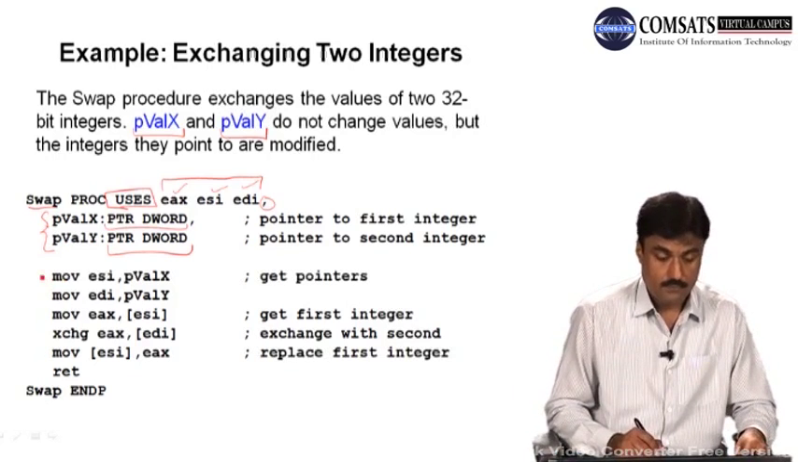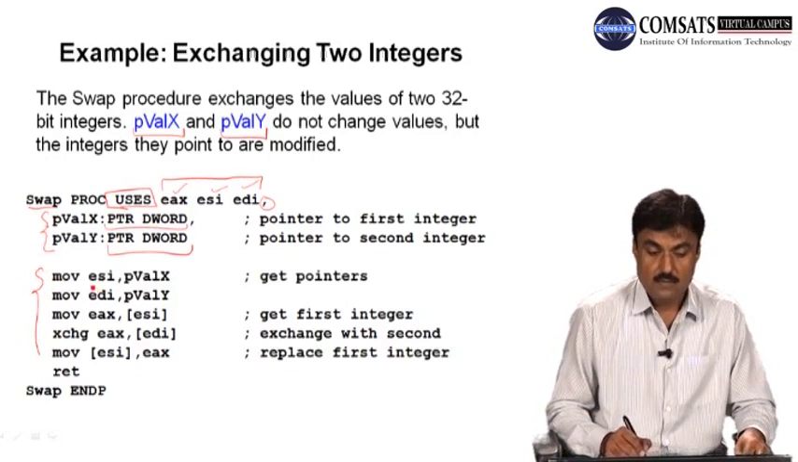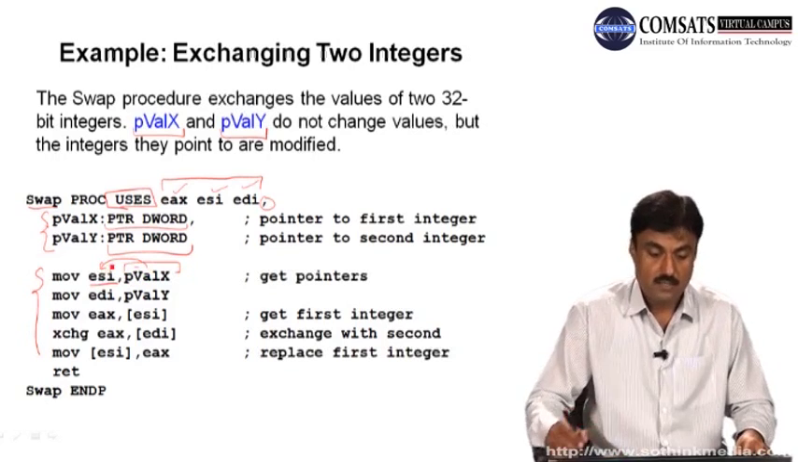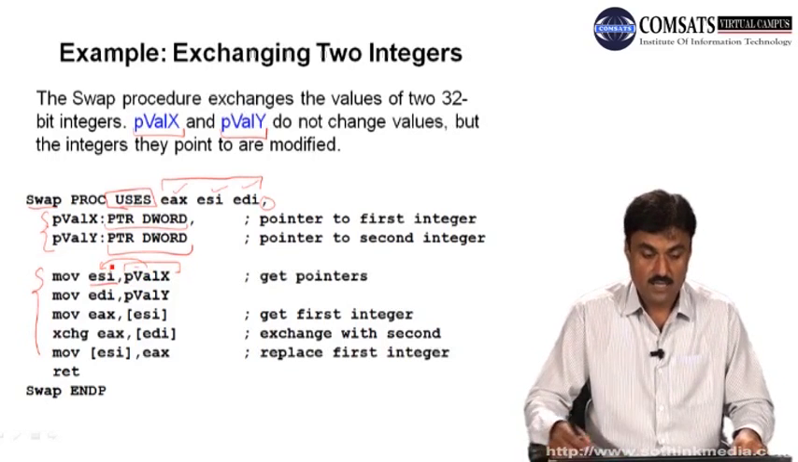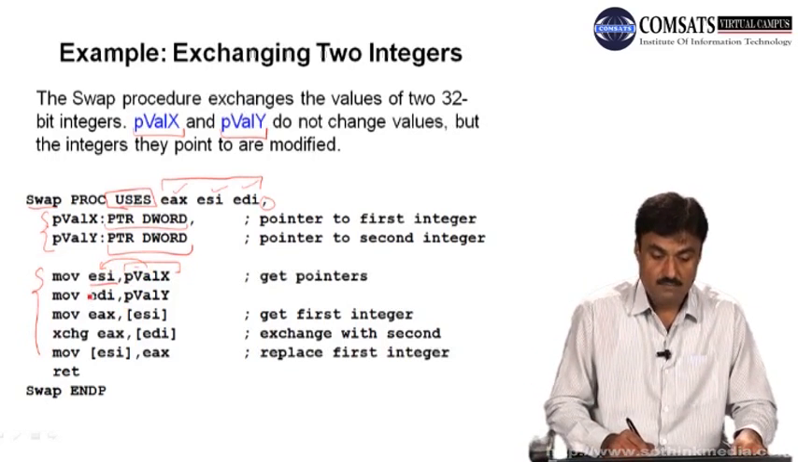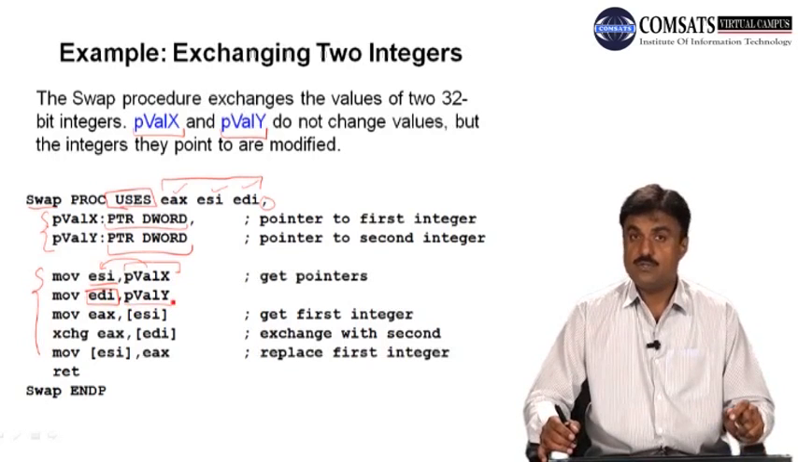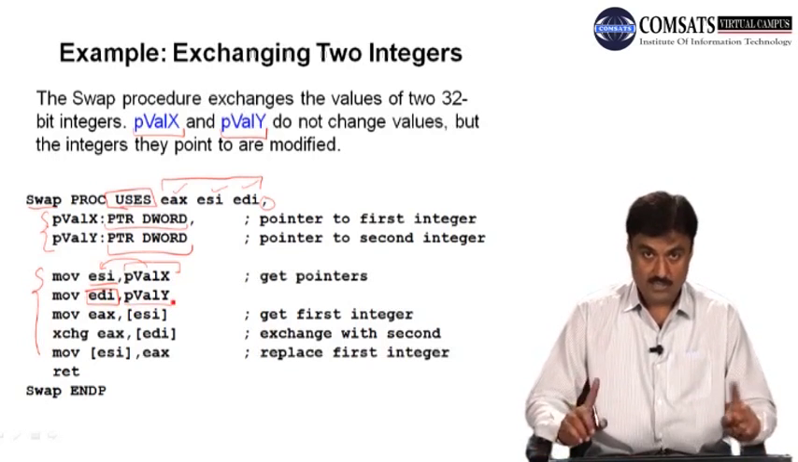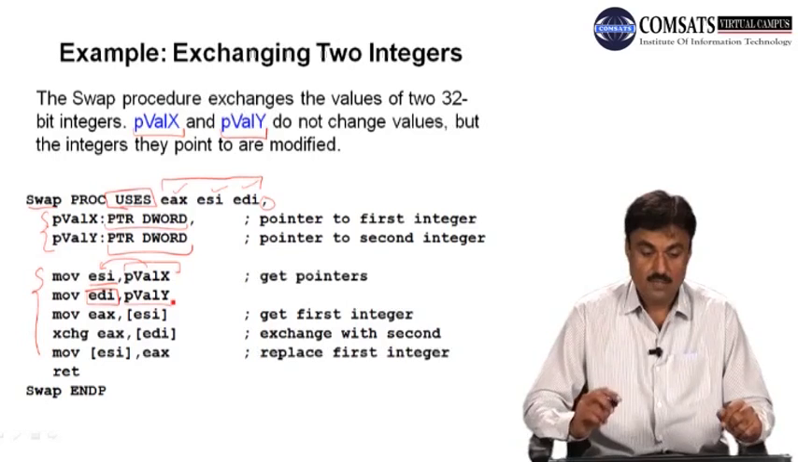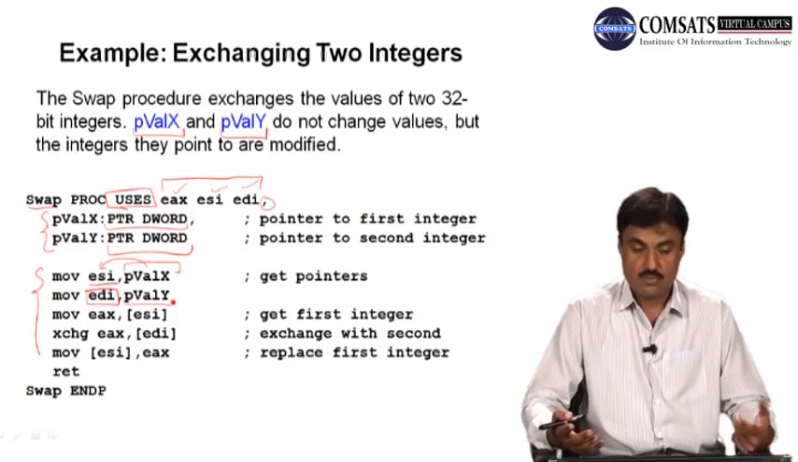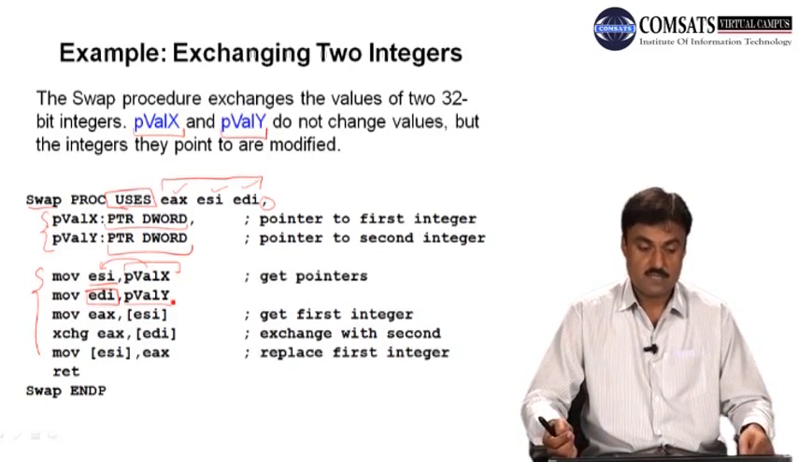However, here you can see, move ESI will have the pointer value, or the address that is being stored inside the p-val x, into ESI, and EDI will have the value in p-val y. So now ESI and EDI, these 2 registers have the pointers, or they have the addresses which are being stored in p-val x and p-val y respectively.